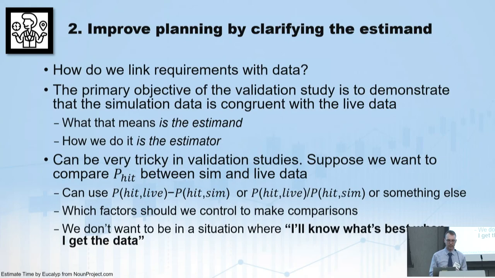So I just have a little example here. I'll dive into it a little bit more on the next page. But oftentimes, if we're looking at, say, a missile system that hits a target, and the primary effectiveness outcome is the probability that the missile hits the target, there are different ways of measuring discrepancy. You could take the difference of two probabilities. You could take the ratio of two probabilities. If the difference is near zero, that's good. If the ratio is near one, that's good. But they don't mean the same thing, and they form different confidence intervals. And you have to work through those problems.